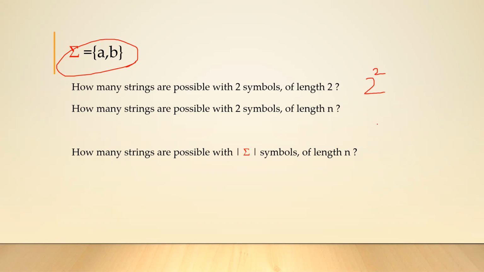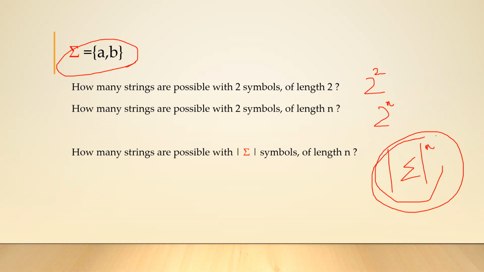How many strings are possible with two symbols of length n? It is 2 raised to n. This also we saw. How many are possible with sigma symbols of length n? So this is something which you need to keep in mind. It always comes as questions for your aptitude test. How many strings are possible for any language which has sigma symbols and a length of n?